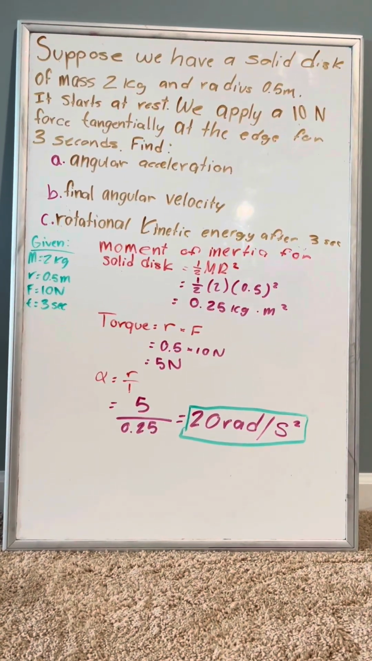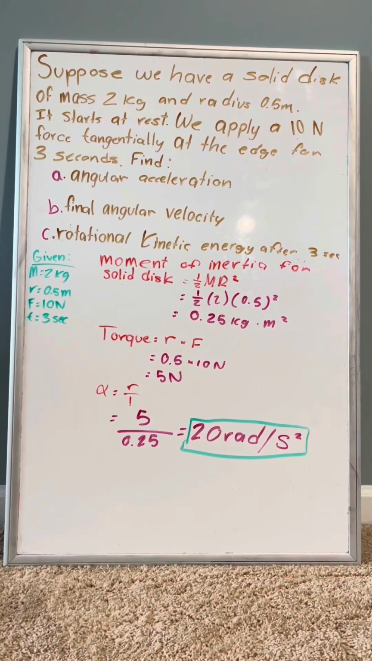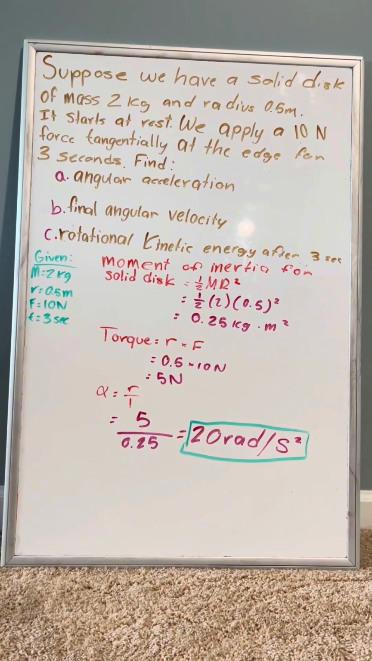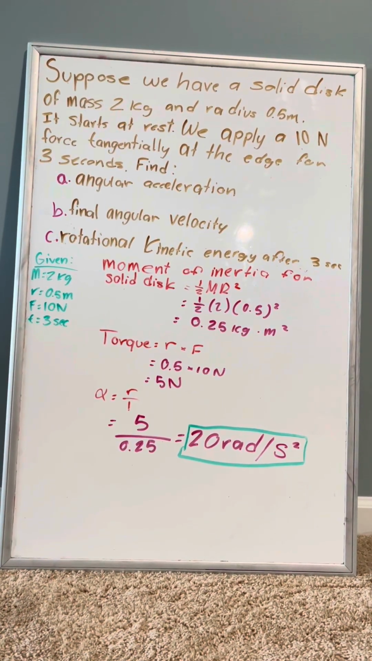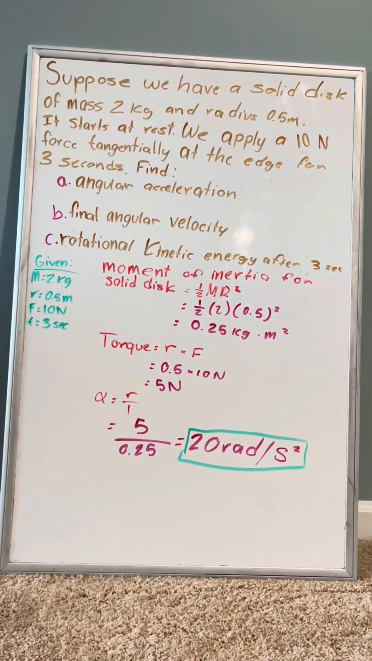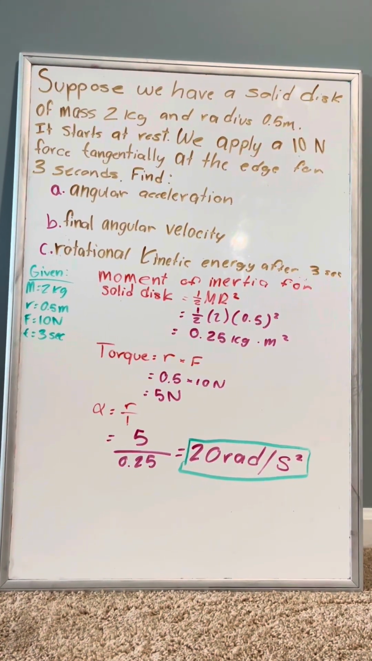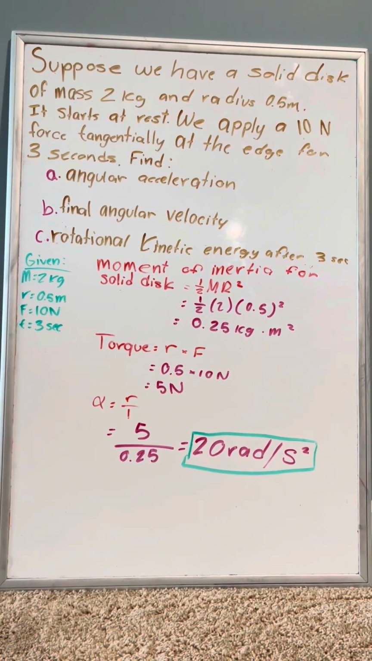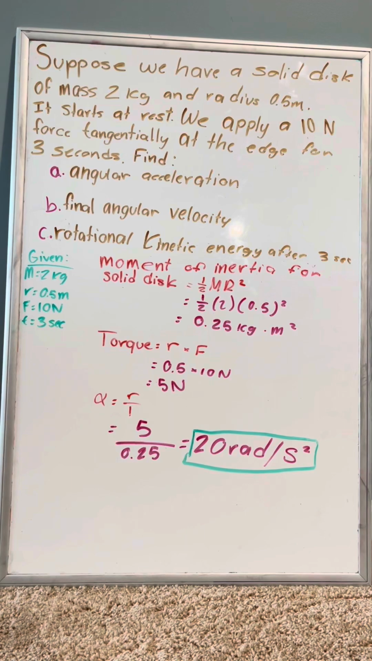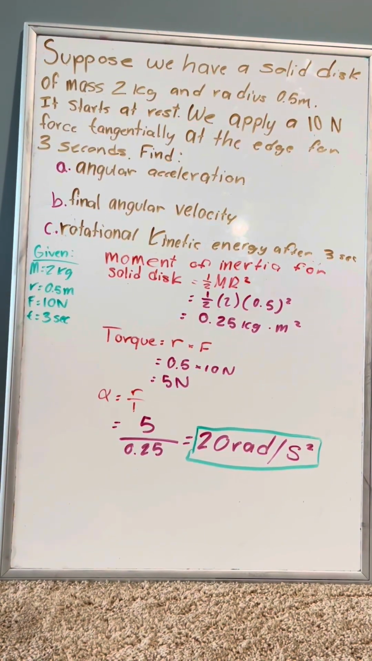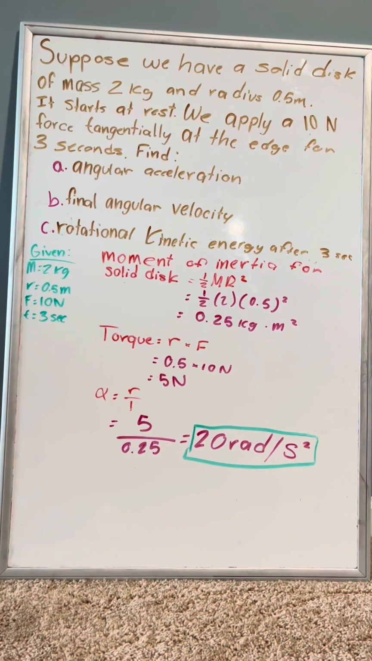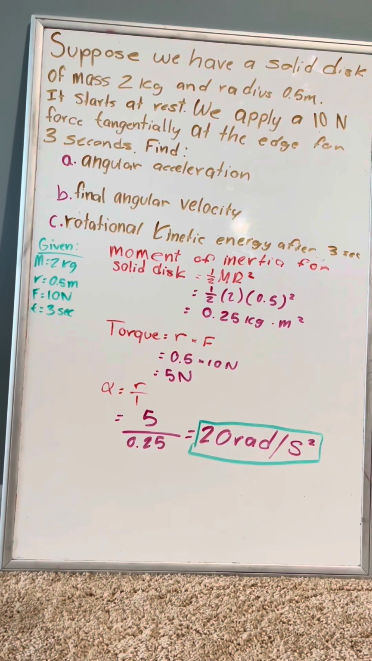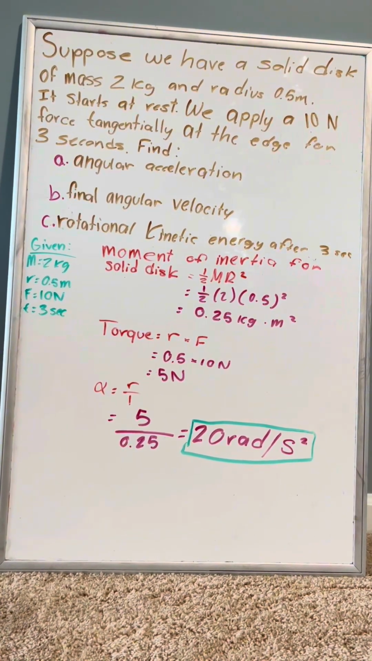So the first step to finding the angular acceleration for this problem is using the moment of inertia formula for a solid disk. And when you plug in the values given to us into 1/2 mr squared, you get 0.25 kg meter squared. And then we use the torque formula to find the amount of force applied, which is 5 newtons. And then we use the formula for angular acceleration, alpha equals torque over I, which is 5 over 0.25, which gives us 20 radians per second squared as the angular acceleration.